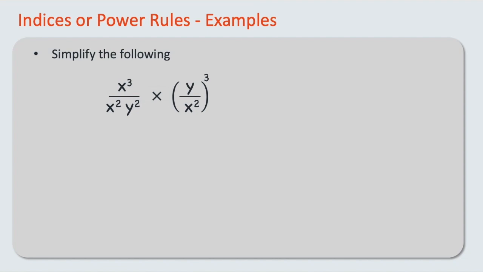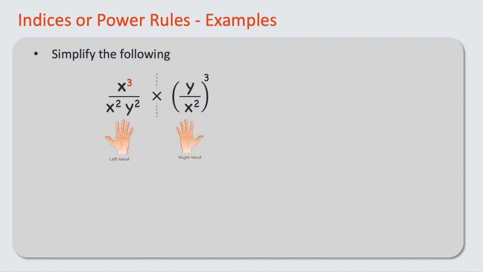Consider the expression in two parts: left side of the multiply operation and the right side. Let's look at the left-hand side of the expression first. Here, the numerator, which is the top line, we have x raised to the power of 3, or x cubed. The power or index raised to is highlighted in red. So x cubed is divided by the denominator.